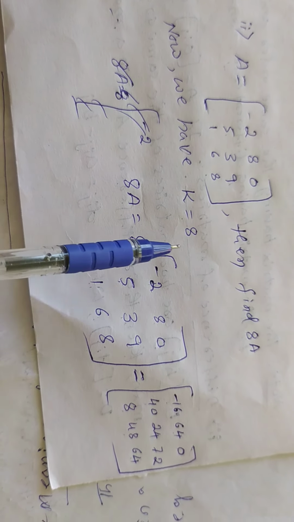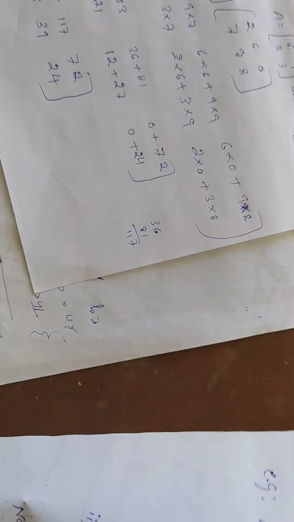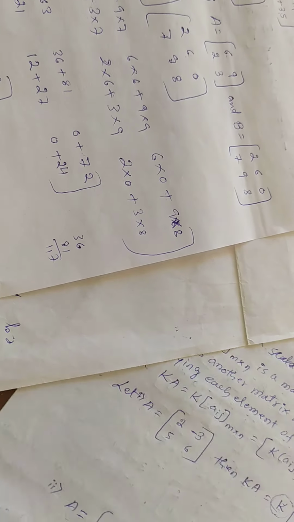8 into 8 is 64. 8 into 0 is 0. 8 into 5 is 40. 8 into 3 is 24. 8 into 9 is 72. 8 into 1 is 8. 8 into 6 is 48. 8 into 8 is 64. This is how we can multiply a scalar with a given matrix.